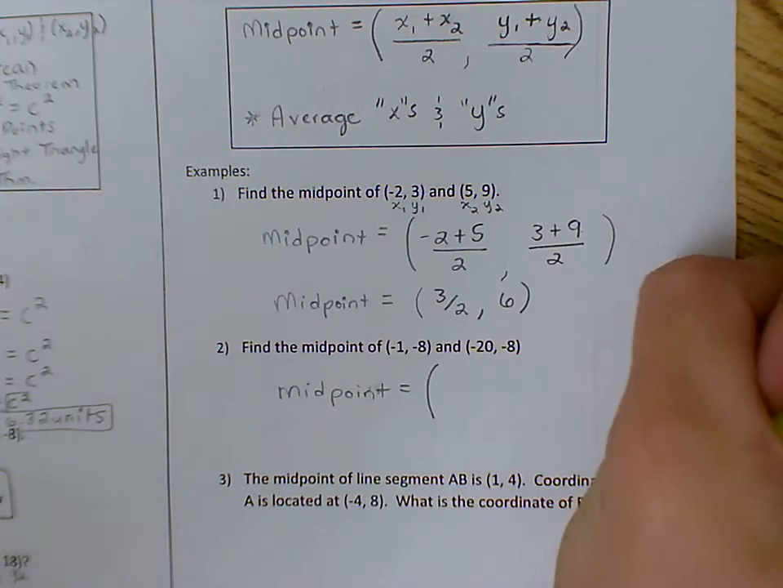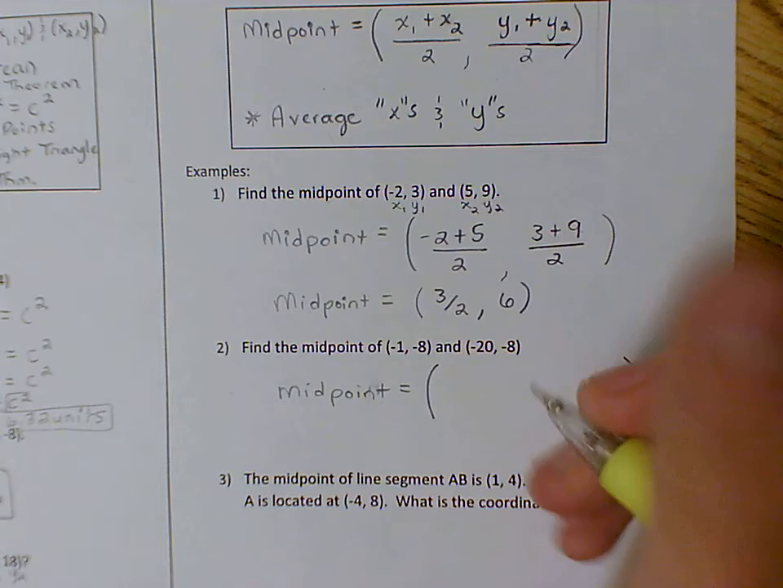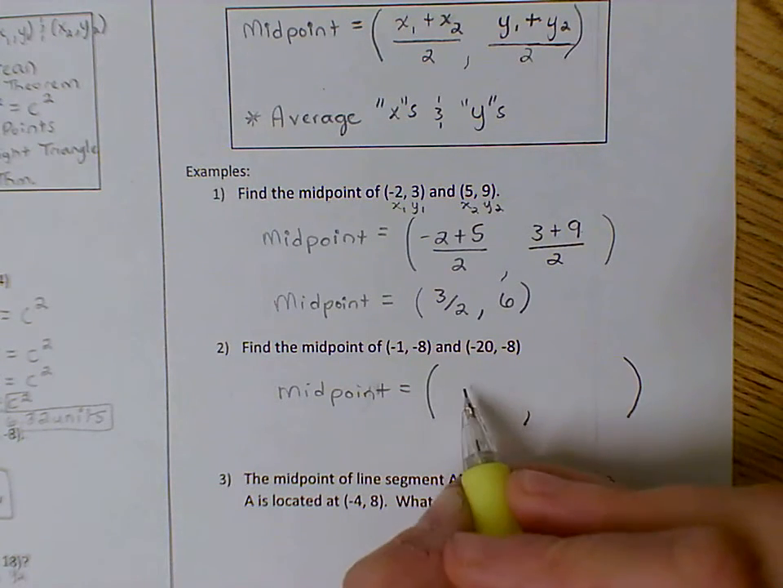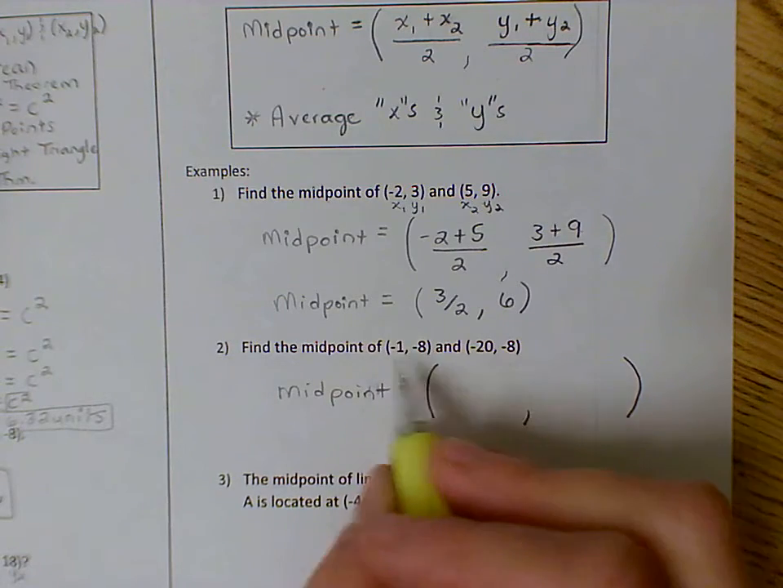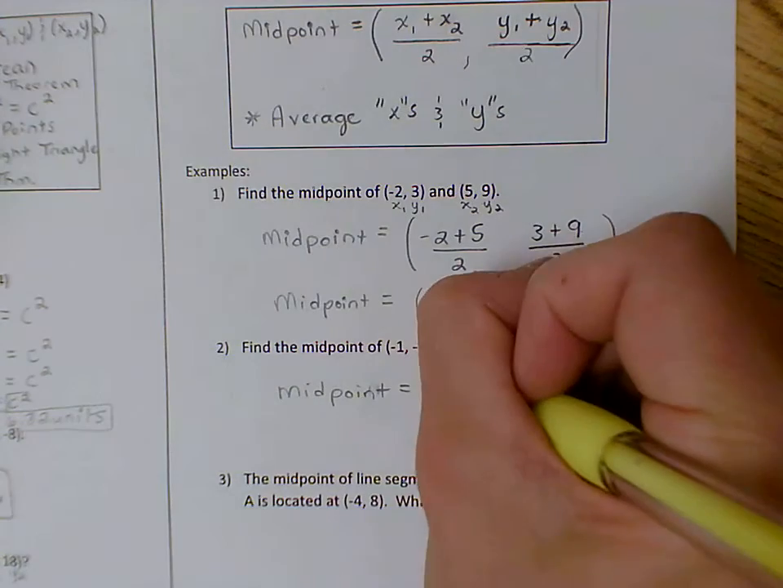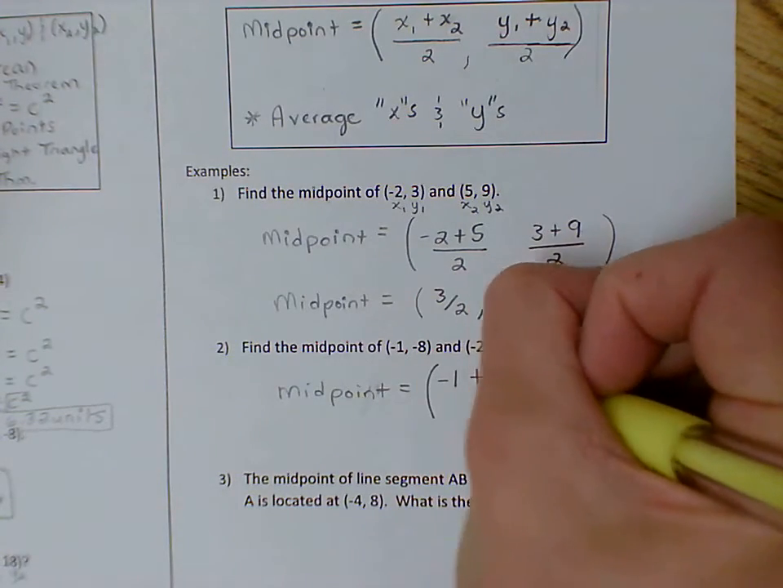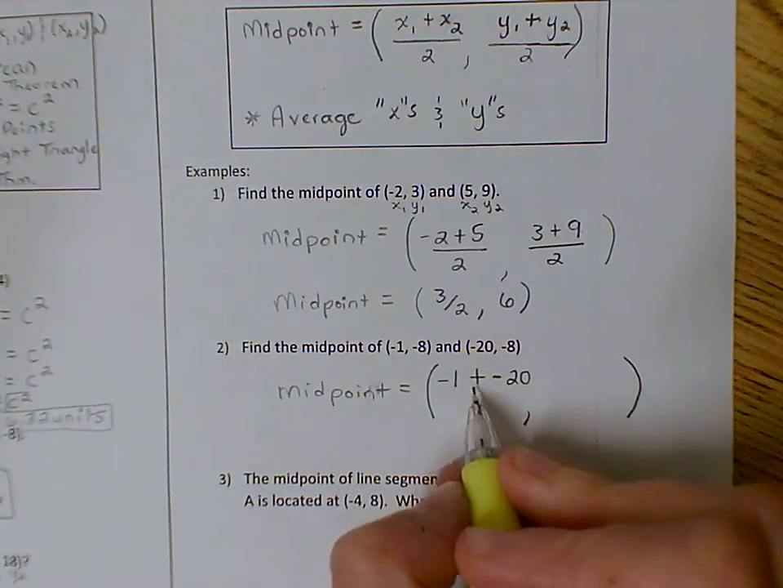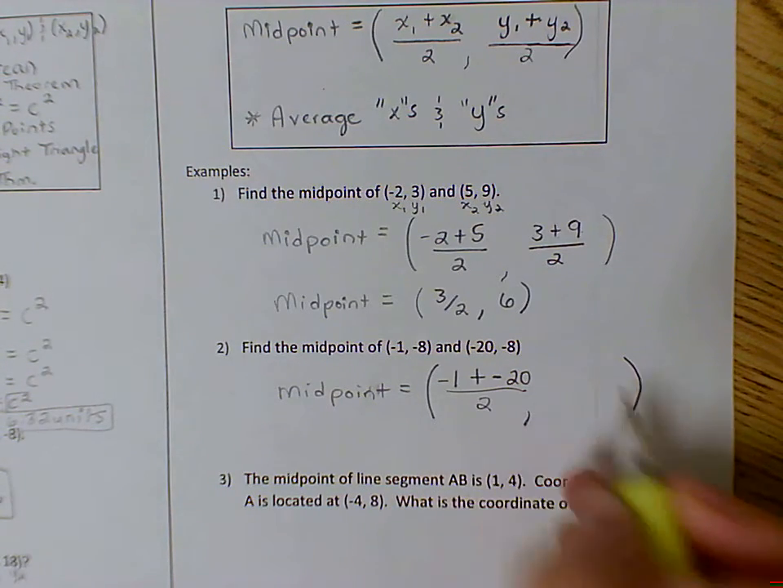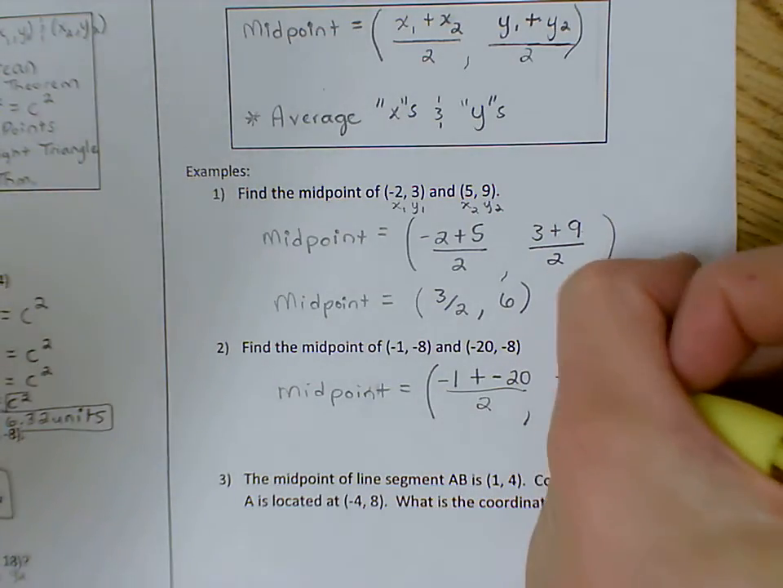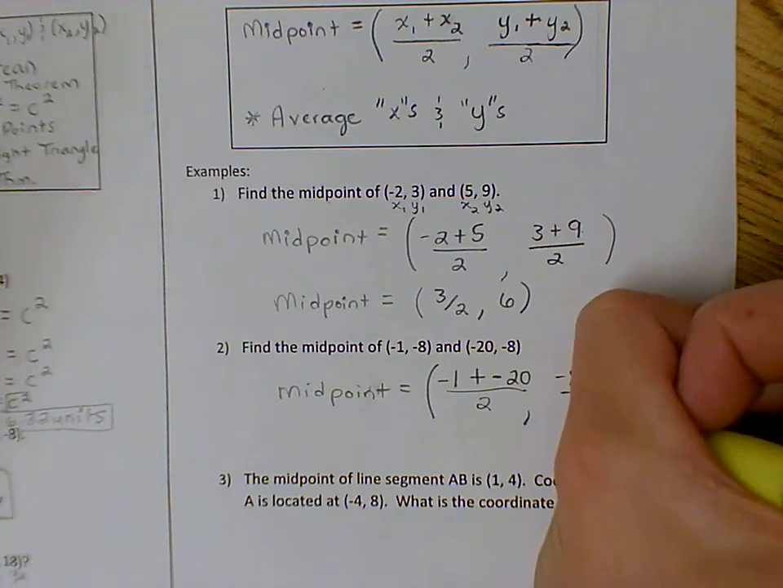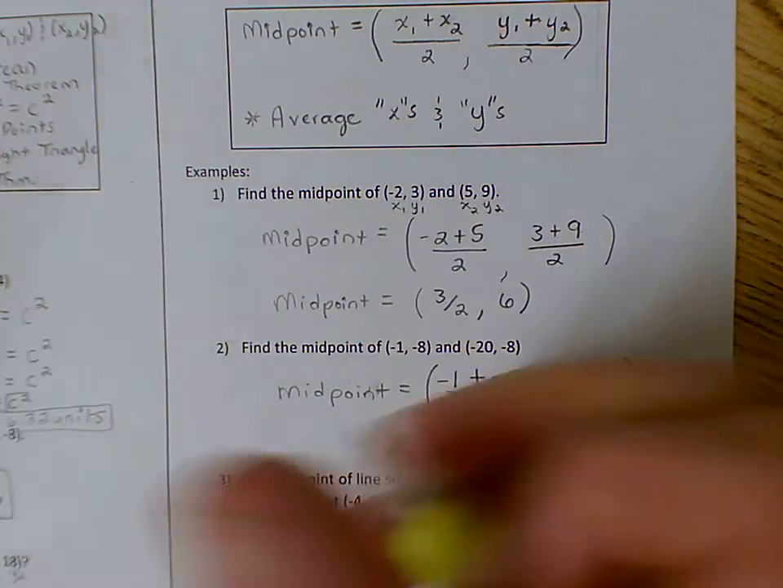Or I guess the other way of thinking about it. So you're going to draw your coordinate. You got your x's and your y's. So we're going to start with our x's. You average them. So that means you take each x value and add them. So it would be -1 plus -20. Notice I just take them and I add them. Okay. And then you divide by 2. And then you have to do the same thing with your y's. So it would be -8 plus -8 divided by 2. And then that'll give us the y coordinate.